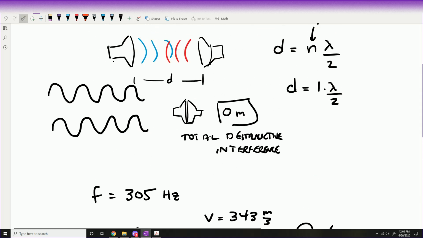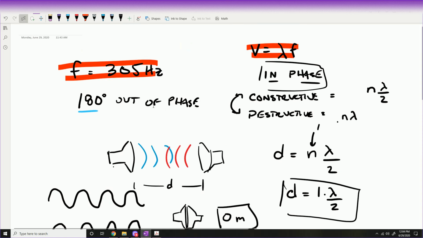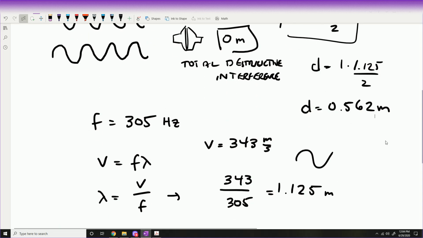But we just went up here and we said that this is going to be our minimum distance of separation. So then we can plug the wavelength in there. So it's going to be 1 times the wavelength of 1.125, and that's divided by 2. So we're basically just dividing that wavelength by 2, and we get a distance of 0.562 meters. We were given 3 sig figs, so we'll leave that in 3 sig figs. So 0.562 meters. And 0 was the other answer.